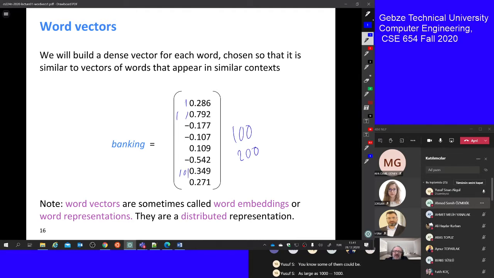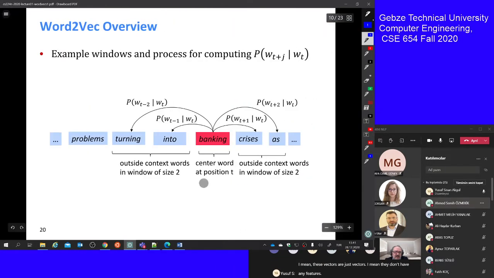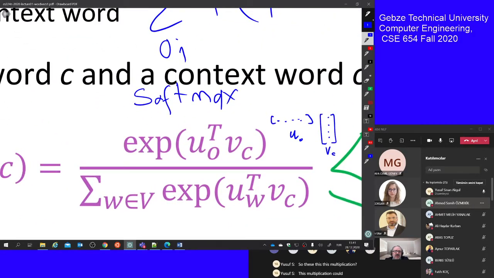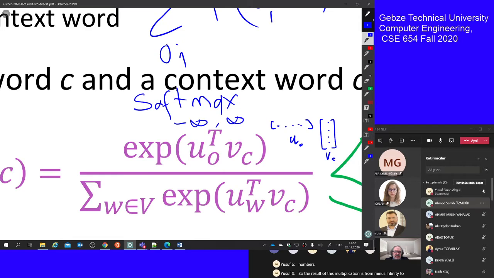These vectors are just vectors. They don't have any features. So this multiplication could change from minus infinity to plus infinity, because those are just vector numbers, arbitrary numbers. So the result of this multiplication is from minus infinity to plus infinity. So maybe you can tell me why we are taking the exponential of that number.